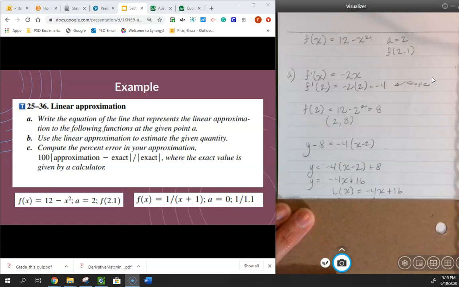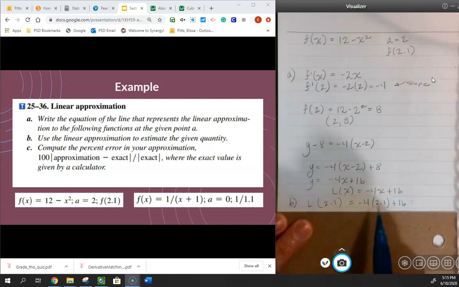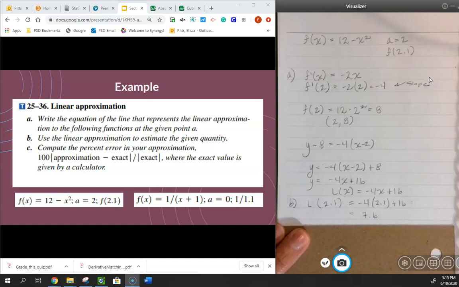So we want to know what f of 2.1 is. We want an approximation to that, so we're going to put 2.1 in for x. -4 times 2.1 plus 16 is equal to 7.6. And we just want to know how accurate that is, because we can actually use our calculator to calculate the exact value or an approximation.